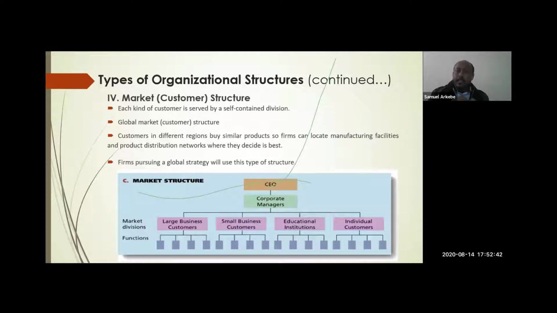And then there is the market or customer structure. This type of structure also focuses on the market, the type of market. So for instance, when we come to market divisionalization, it could focus on large business customers, or what we call corporate customers, or small enterprise customers. It could be educational, it could be individual, or it could be a kind of market where we chunk our customers into markets. And then this kind of structure could be designed.